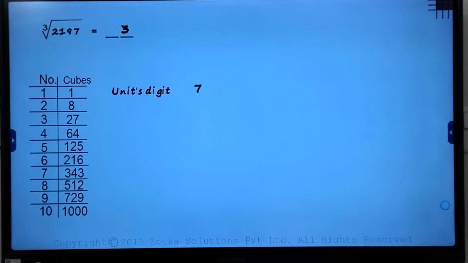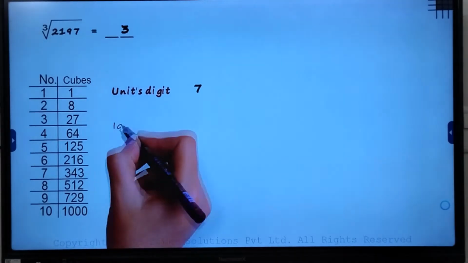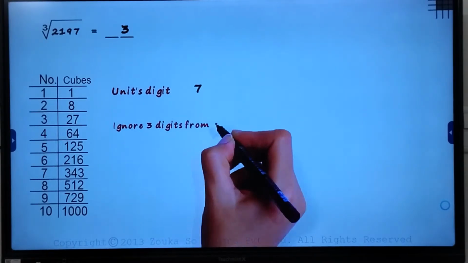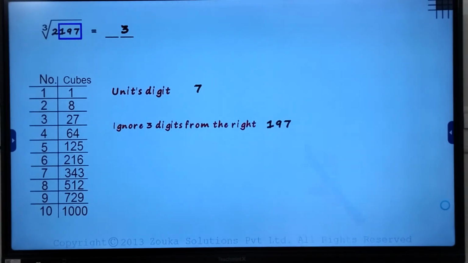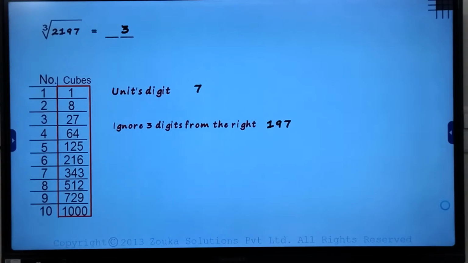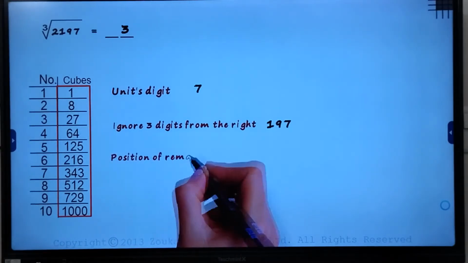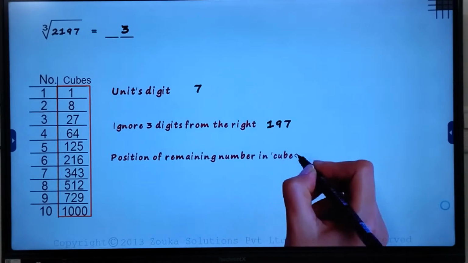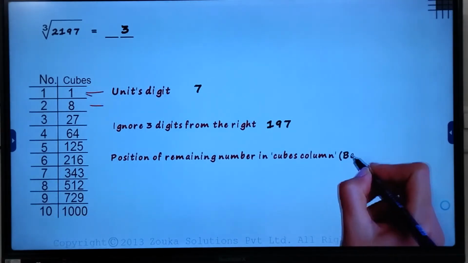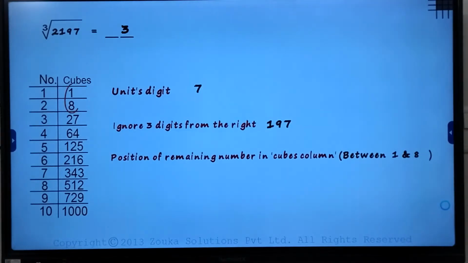2197. The next step is interesting. We ignore 3 digits from the right of the number. So we ignore 197 for the moment and look at the number that remains. It's 2. This number is very crucial. We check where 2 is placed in the cubes column. That is, we check the position of the remaining number in the cubes column. In the cubes column, the number 2 lies between 1 and 8, between these two numbers. That means it is placed between 1 cube and 2 cube.